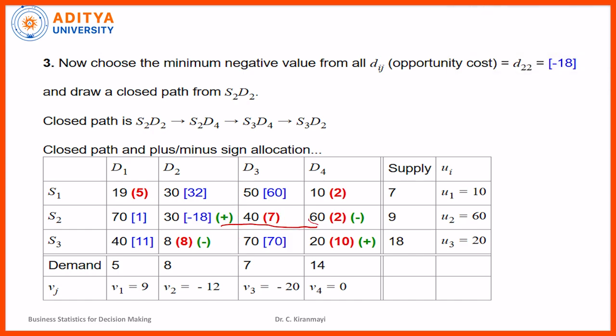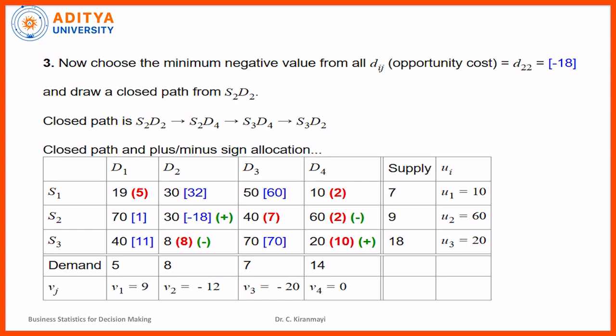Therefore, from this to this, and from this cell the next occupied one is this one, from this the next occupied is this one. So, this is how we have to form the closed loop. After forming the closed loop, for the corners of the loop assign plus or minus signs alternatively, starting from the unoccupied cell. Here it is plus, next minus, next plus, next minus. This is how we assign plus or minus signs to the corner points of the loop.